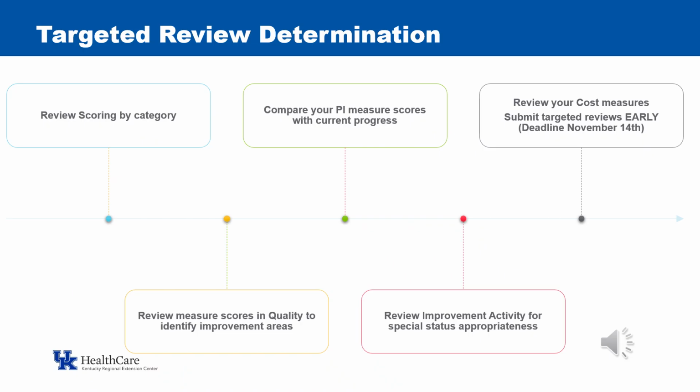The final step in this immediate process is to review your cost measures and submit targeted reviews early. The cost category is calculated solely by CMS, so be sure to review the data closely for patient or episode misattribution. Because the entire window is so short, we strongly recommend you submit your targeted review as soon as possible with all supporting documentation well before the deadline.